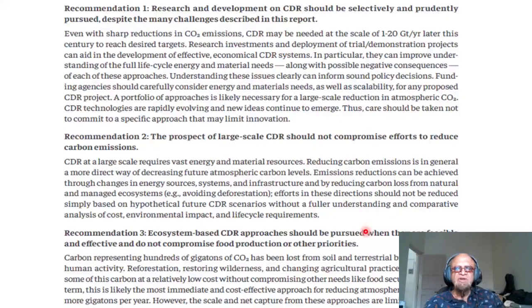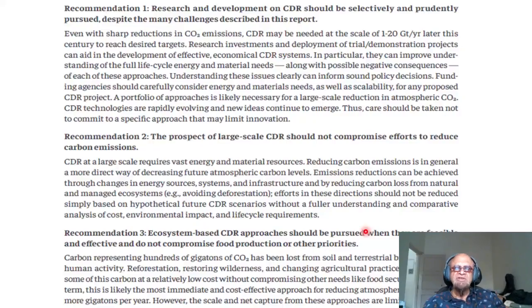Recommendation 2, the prospect of large-scale CDR should not compromise efforts to reduce carbon emissions. So that's kind of a moral hazard that's always hanging over our heads, in the sense that if we start becoming very good at CDR, will people, or industries lobbying, say, anyway, we are drawing it down, so why not just continue to burn fossil fuel?